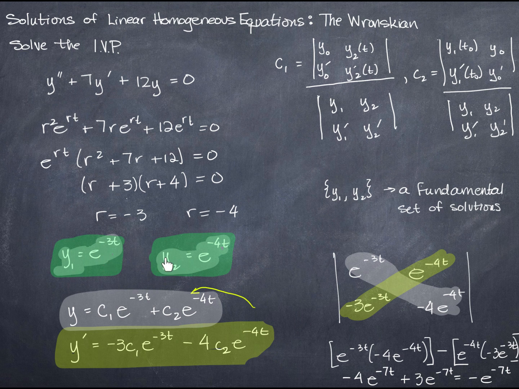They have to produce a non-zero Wronskian. Again, borrowing vocabulary from linear algebra, they have to be linearly independent. These two have to be linearly independent, and they are if and only if the Wronskian is non-zero. Now, it turns out that linear second-order homogeneous equations always have a fundamental set of solutions.